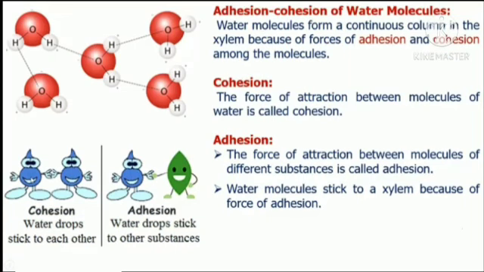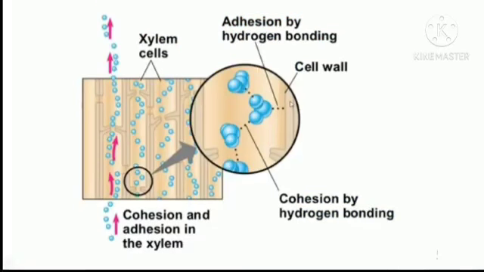Next factor is adhesion and cohesion. The force of attraction between molecules of water is called cohesion. The force of attraction between molecules of different substances is called adhesion. Water molecules stick to the xylem because of the force of adhesion. Adhesion and cohesion take place in xylem cells. Adhesion is by hydrogen bonding between water molecule and cell wall. Cohesion is by hydrogen bonding between two water molecules.